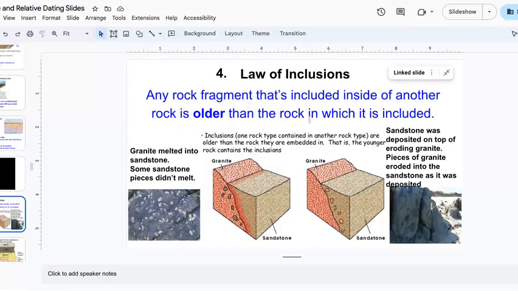Rule 4 is called the law of inclusions, and I want to emphasize this word inclusion with a C versus intrusion with a T. Inclusions are some piece of another layer inside a younger layer. So you get two kinds of occurrences. And remember that inclusions with a C are always older than the layer they're found in.